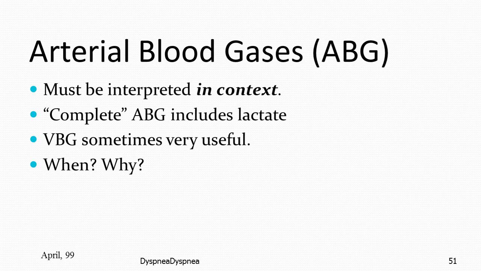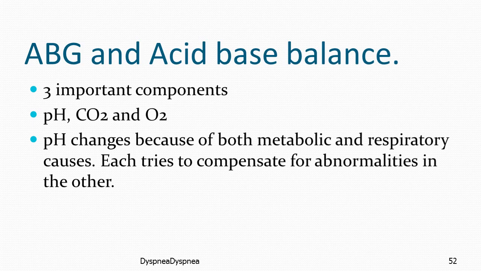Arterial blood gases must be interpreted in context. A complete ABG includes lactate, and venous blood gases can sometimes be helpful as well. Arterial blood gases have three components: pH, PCO2, and O2.